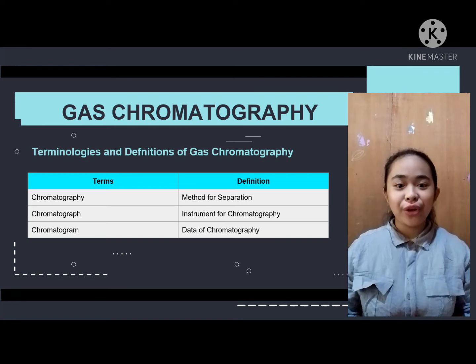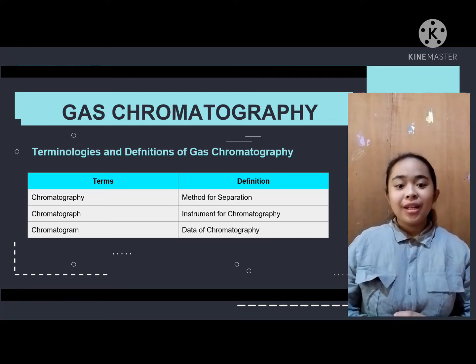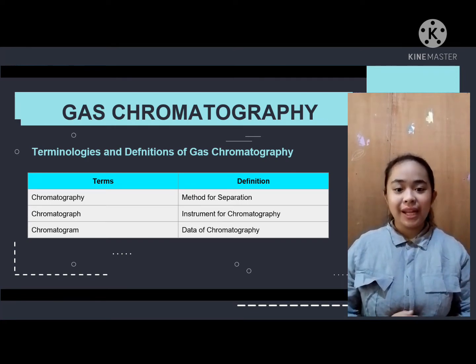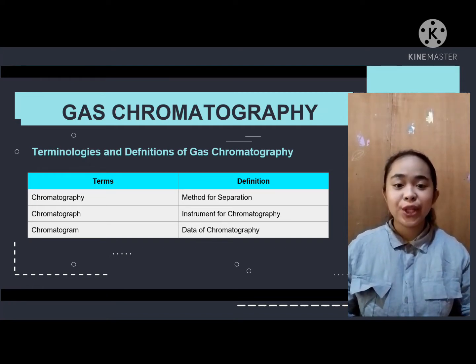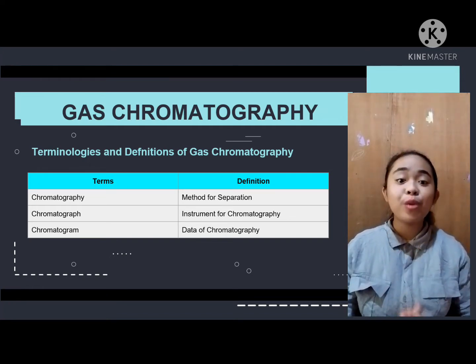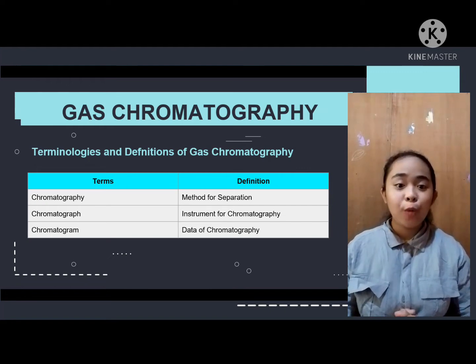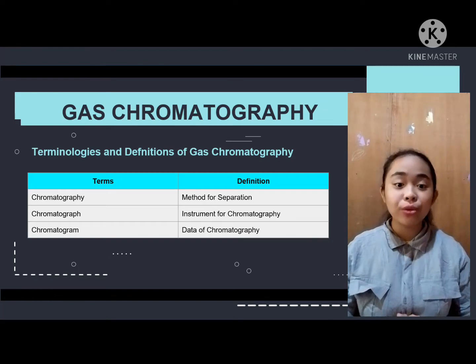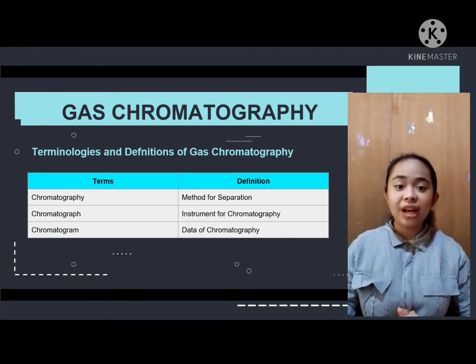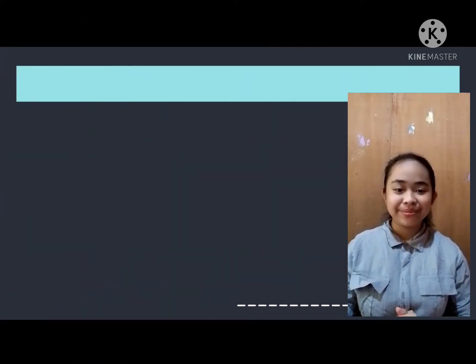Terminologies and definitions of gas chromatography. So, gas chromatography is a method for separation. Next is chromatograph. It is an instrument that is used for chromatography. Next is chromatogram. It is the data of chromatography.